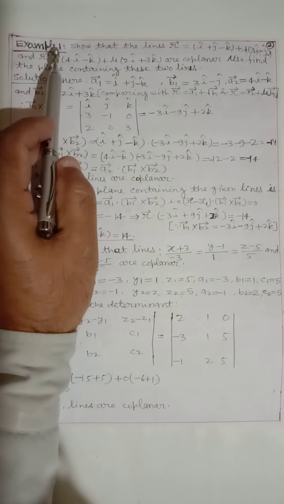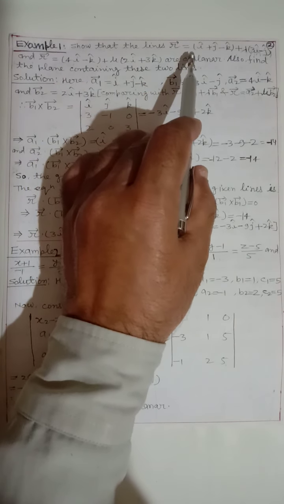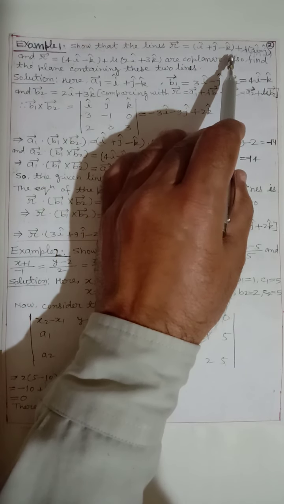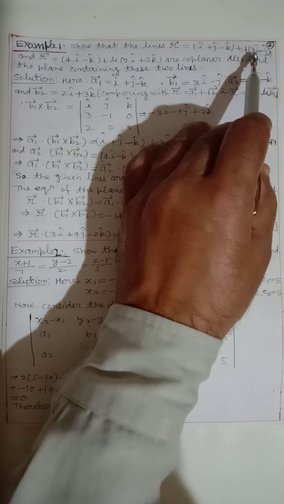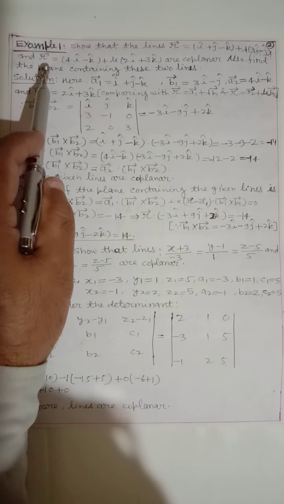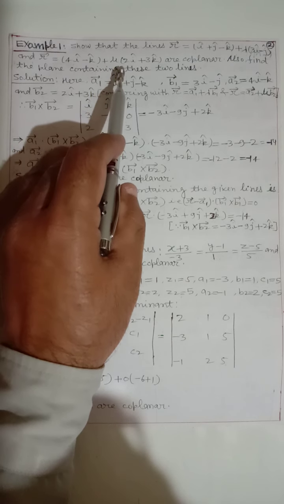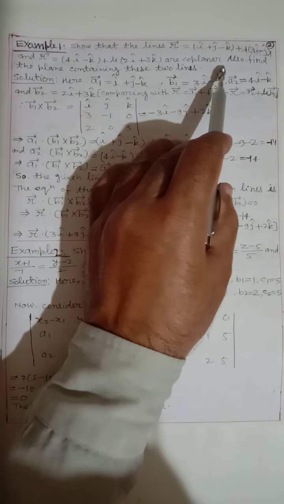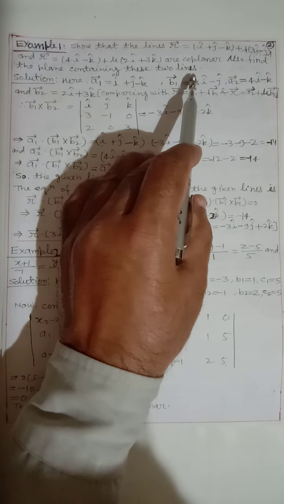Example 1. Show that the lines vector r equal to i cap plus j cap minus k cap plus lambda into 3i cap minus j cap and vector r equal to 4i cap minus k cap plus mu into 2i cap plus 3k cap are coplanar. Also find the plane containing these two lines.